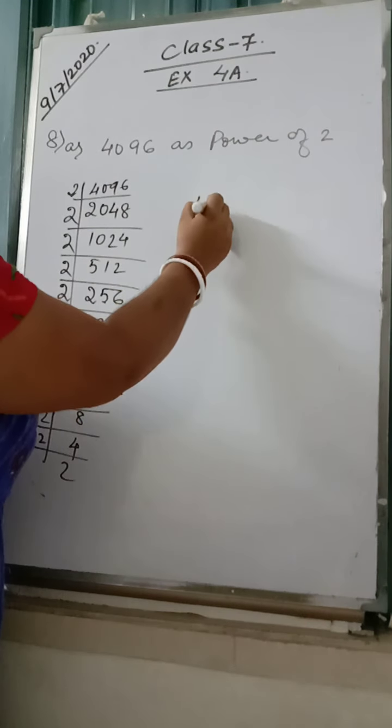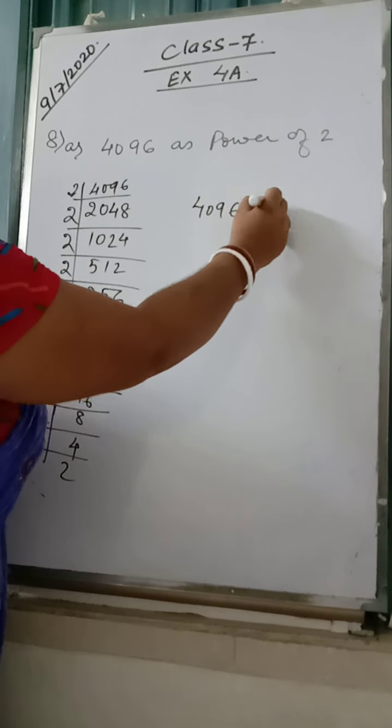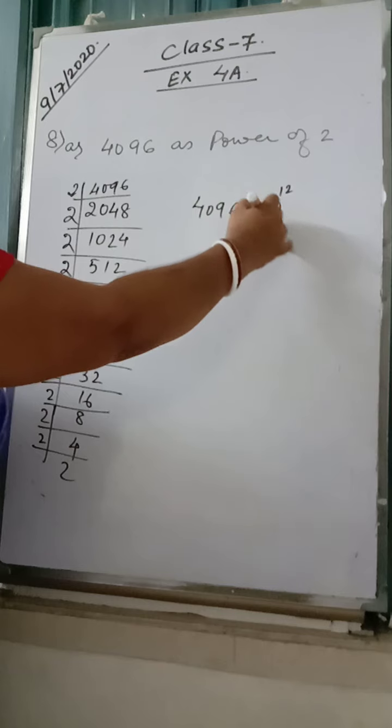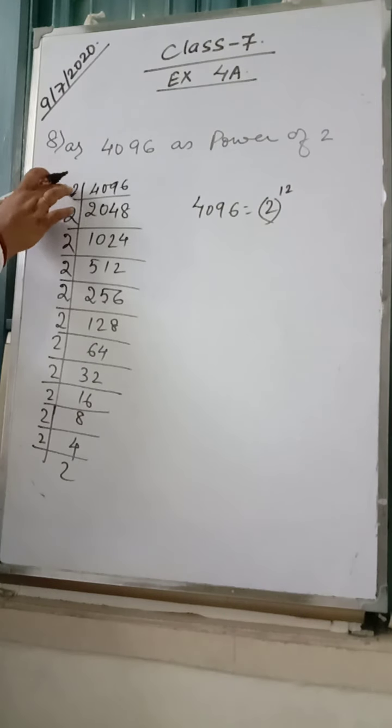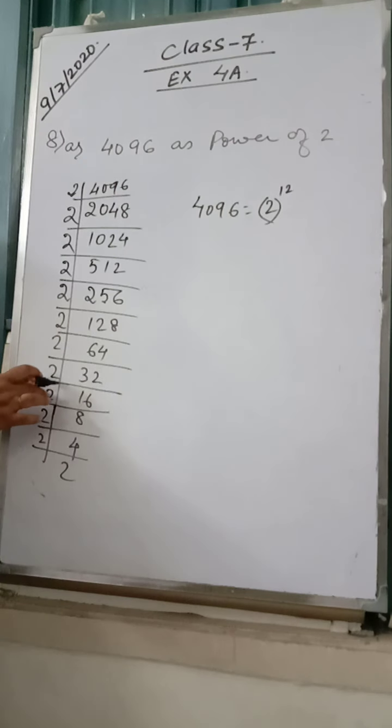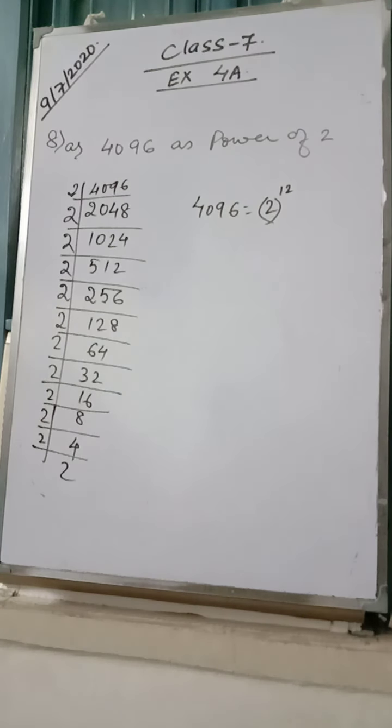So what can we write? 4096 is equal to 2 to the power 12. Is it? If we multiply 2 twelve times, how is it? 1, 2, 3, 4, 5, 6, 7, 8, 9, 10, 11, 12. So this will be 2 to the power 12. Okay. In this way, we have to do question number 8.